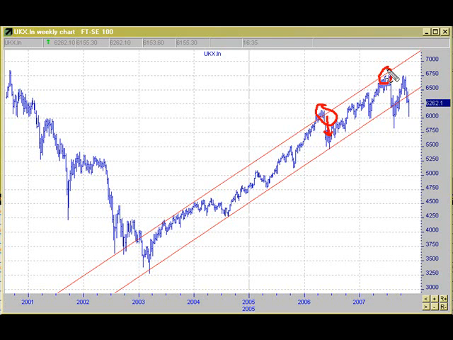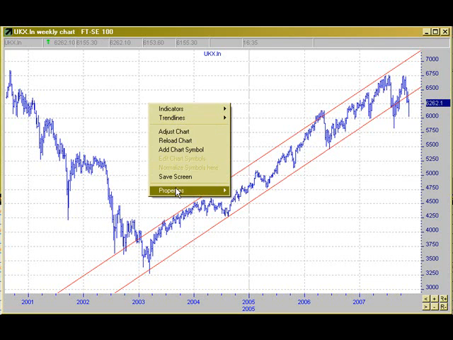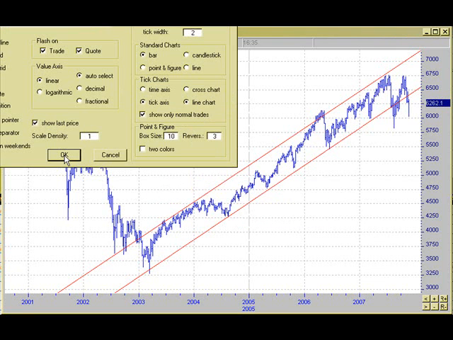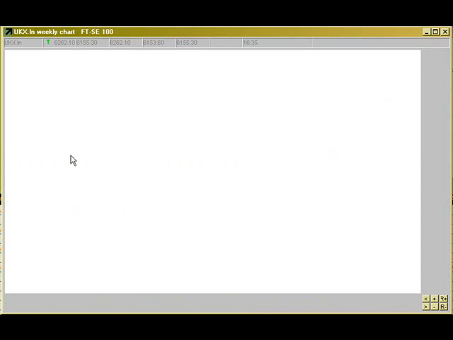That's a fairly steep line. It's been in place now for over 4 years. It's in its 5th year, in fact, at this point, and it's clearly a useful technique to use. Now, when you're looking at very long-term charts, it's sometimes more useful to look, rather than at a linear scale, at a logarithmic scale. So we'll just switch to logarithmic.